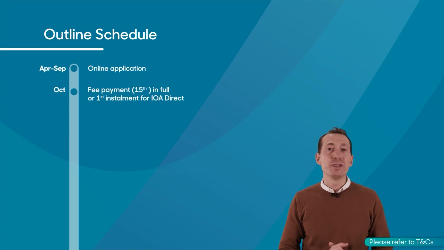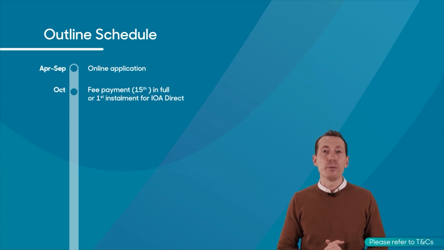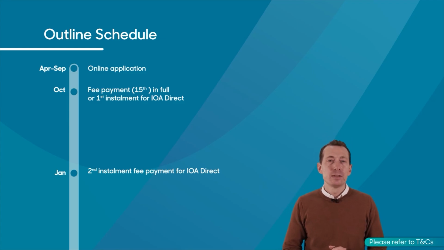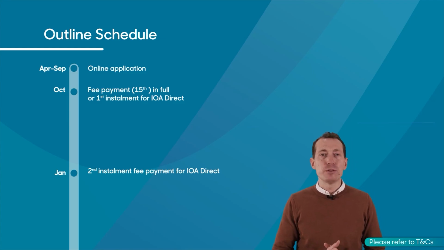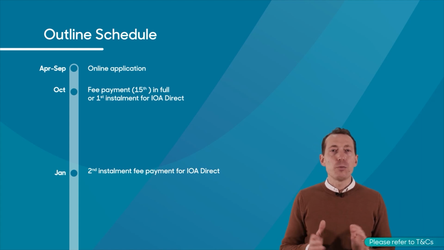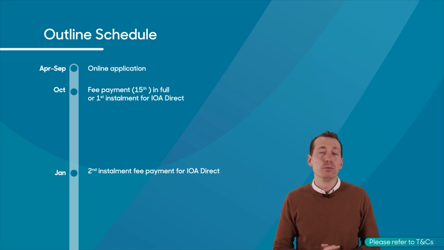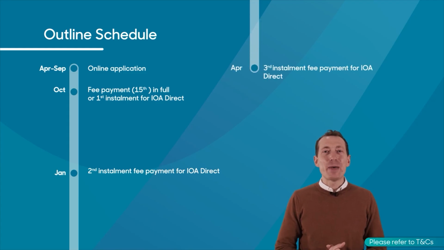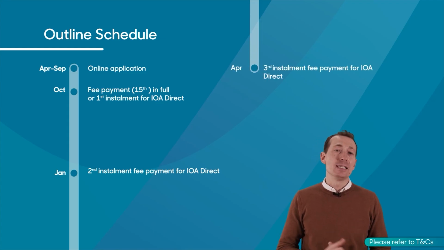If paying in instalments for the IOA Direct version of the diploma, the second payment deadline is the end of January. If paying in 3 instalments for the tutored direct training version of the diploma, the final payment must be made by the end of April. IOA partner diploma candidates have payment deadlines that are set by their centre.